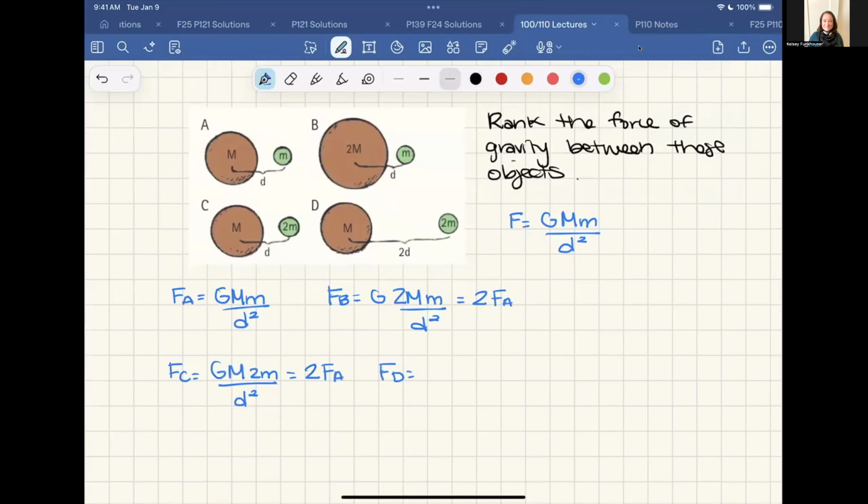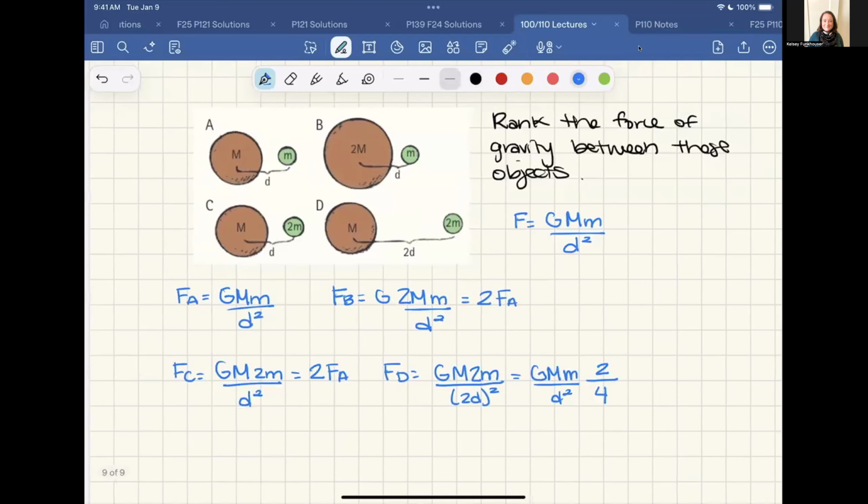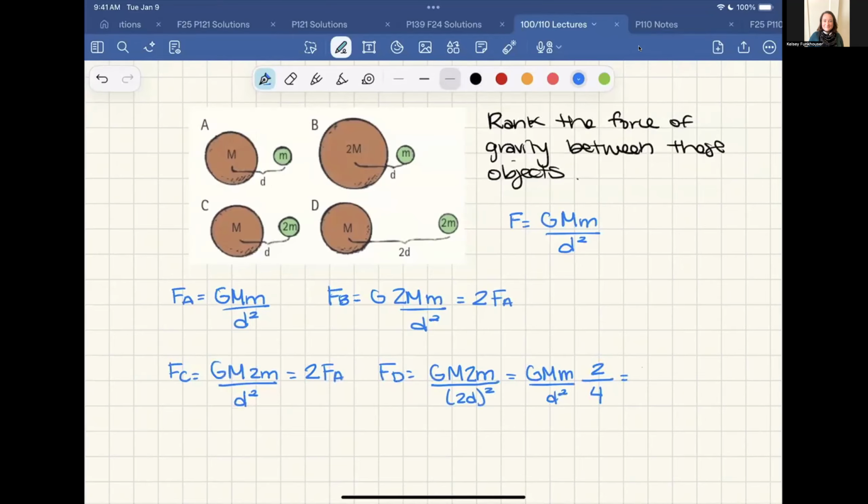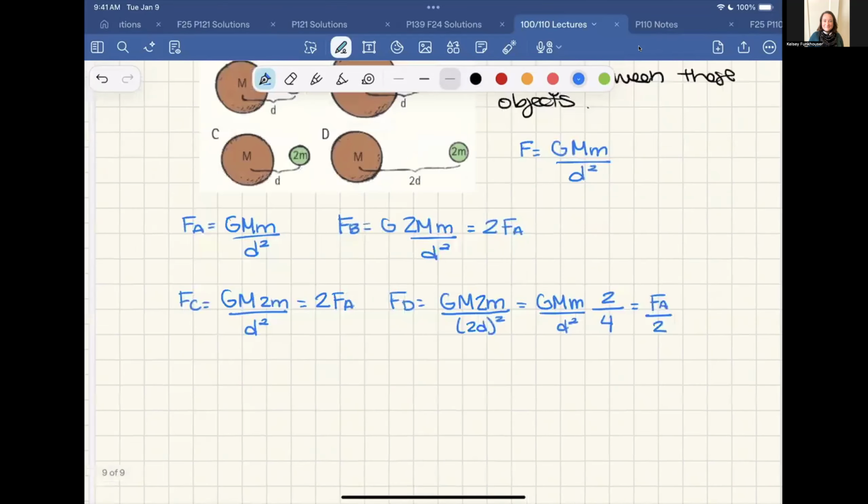And then our last example, D: big mass is the same, little mass is times 2, and our distance is also times 2. So remember, when you're changing the distance by a factor, you're squaring it. So that makes it bigger. Let's see what we get. G M M divided by D squared, I'm just pulling those out. And then we still have this 2 on the top, and then we have a 4 on the bottom because remember it was squared down there. So this is the force in A, and then we have 2 over 4, that's 1/2. So this is half of the force in A.